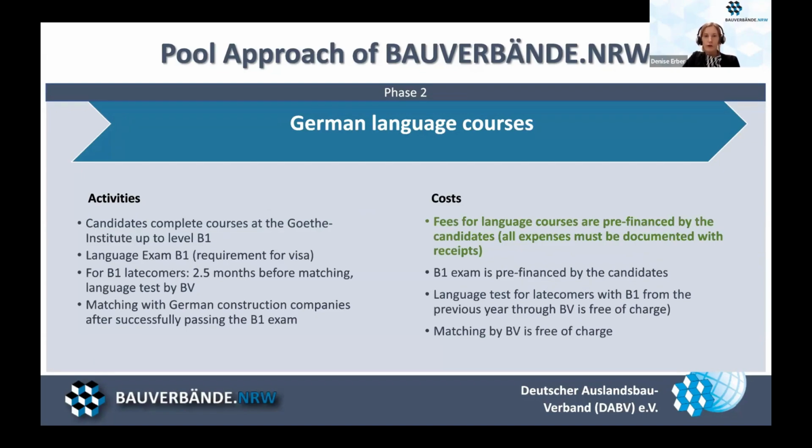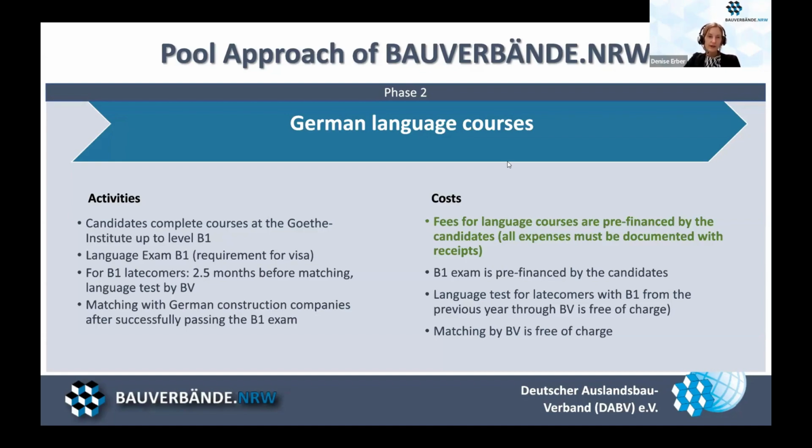They're carried out in their home country, so in the sub-Saharan African region. The candidates complete courses at the Goethe Institute up to the level B1. Then, as you can already see on the right-hand side, I'm switching now. Fees for the language courses are actually pre-financed by the candidates. So all expenses must be documented with a receipt, because I will come to that later. Later on, it's reimbursed, but first they have to finance it by themselves. They also have to finance the language exam B1.